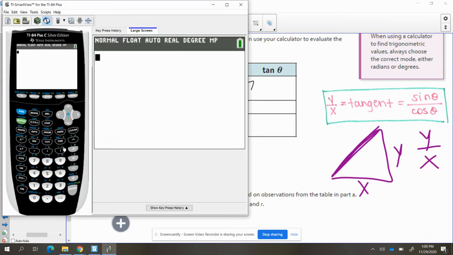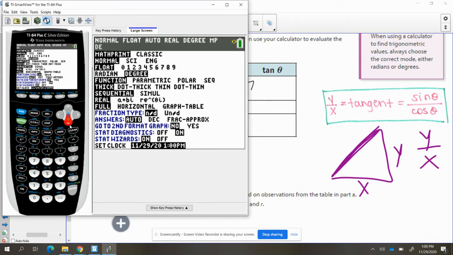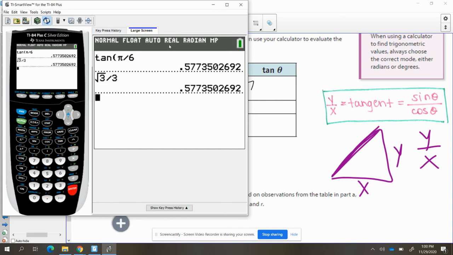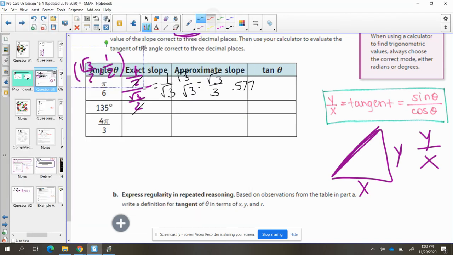Now, if you took your calculators and notice pi over 6 is a radian measure, and we took this in radians, tangent of pi over 6 is approximately 0.577, which is also the approximation of the square root of 3 over 3. So we can double check that that makes sense, that that was the approximation for that.